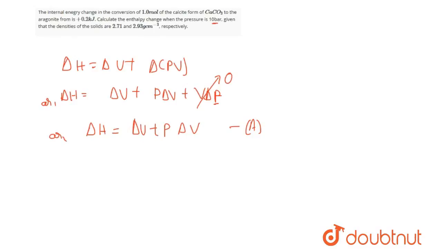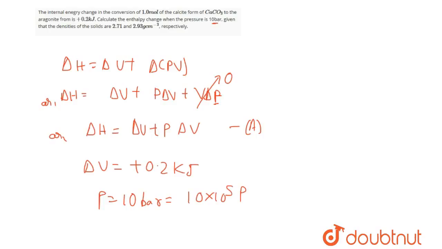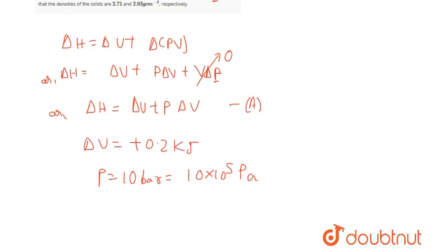We have the value of delta U given, that is plus 0.2 kilojoule, and the pressure is given as 10 bar, that is 10 into 10 to the power 5 pascals in SI units. We need to find the change in volume, and we know that change in volume can be written as the change in mass over density.